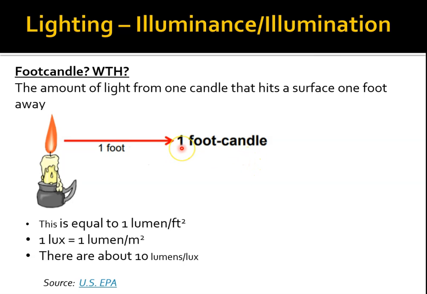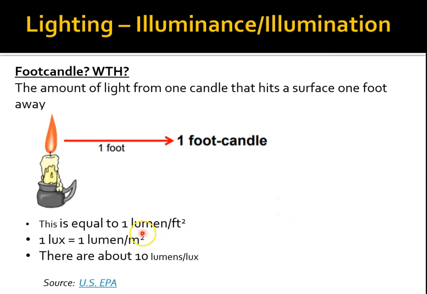A foot candle, again as a quick review, is how much light is coming from a candle at 1 foot. So you look at a 1 foot radius. That's where it comes from. Obviously, we're not using candles, but that's where this type of measurement started, back when they had candles as their main source of illumination.